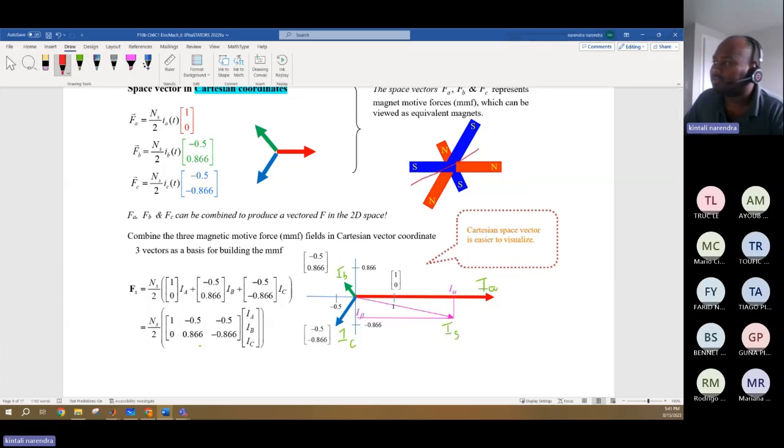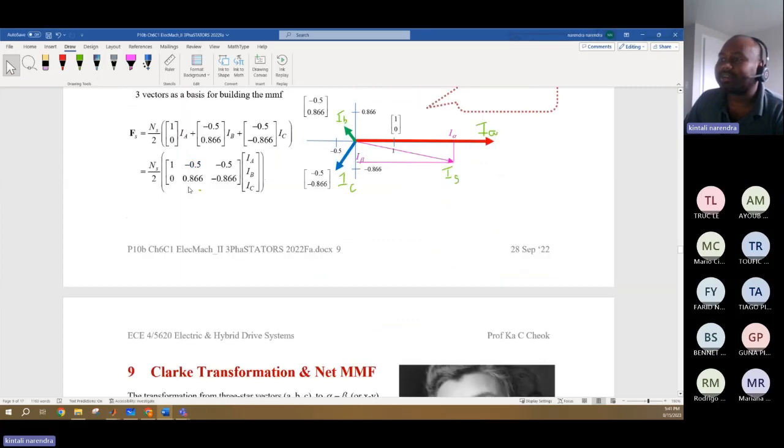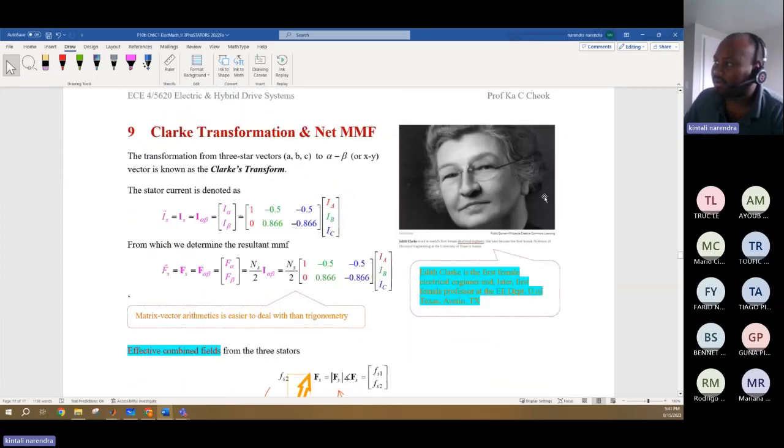It might be like this: south pole and north pole. Okay, how do I find the resultant magnetic field? By using this Clark transformation technique. Clark is the one who came up with this one. Okay, how do I do that? From IA, IB, and IC, if I multiply by the Clark transformation, then I'll find I alpha and I beta. From I alpha and I beta, I can find IS. Okay, IS is the one.